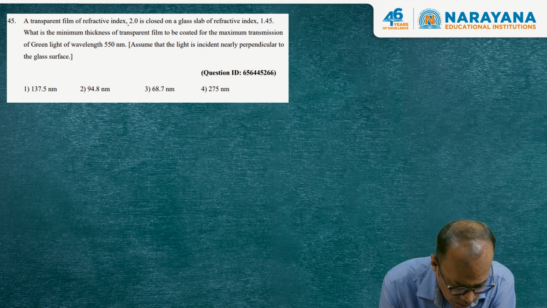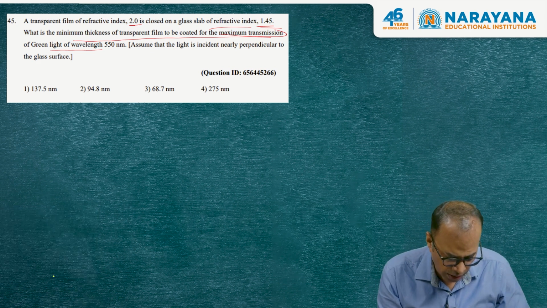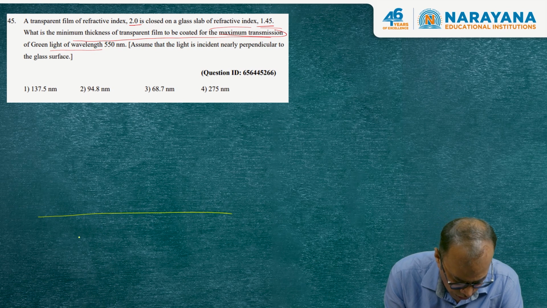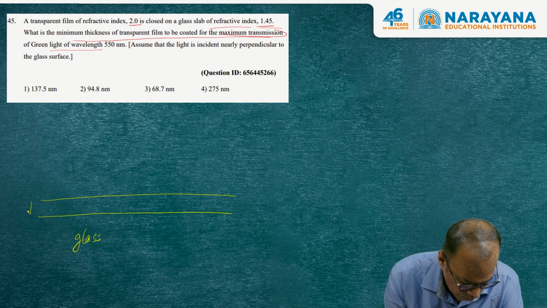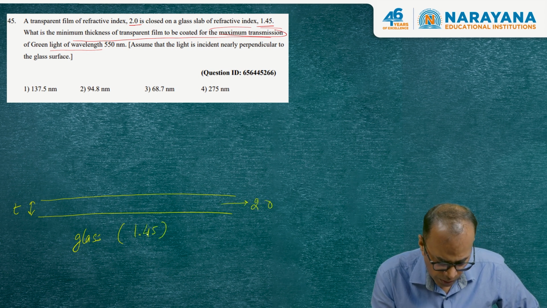A transparent film of refractive index 2 is coated on a glass of refractive index 1.5. What is the minimum thickness of the transparent film for the maximum transmission? Now the keyword is maximum transmission, and you need to carefully note down the values of the refractive index. This question requires analysis. So this is glass, and on this glass there is a film whose thickness we are interested in calculating, and this glass has a refractive index of 1.45 and the film has a refractive index of 2.0.